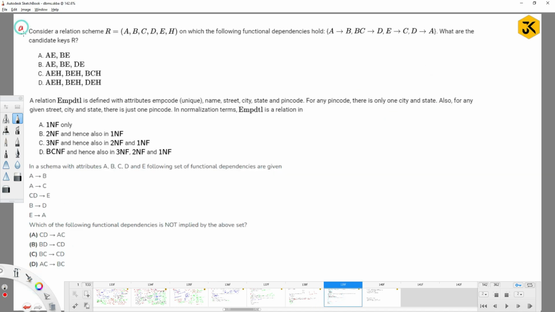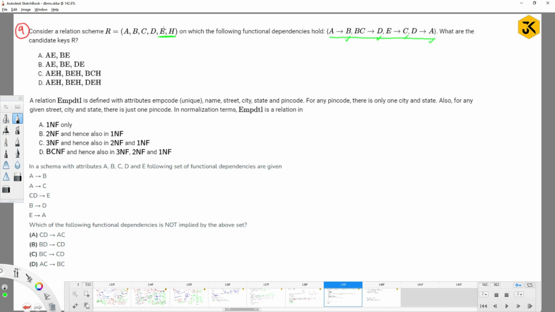Next one. Consider the relation R on which the following functional dependencies hold. What are the candidate keys? So with the help of the options we can directly go, right? Or what you can do is go with the necessary attributes. What might be the necessary attributes? A is there, B is there, C is there, D is there. So A, B, C, D are there, but E, H are not there.